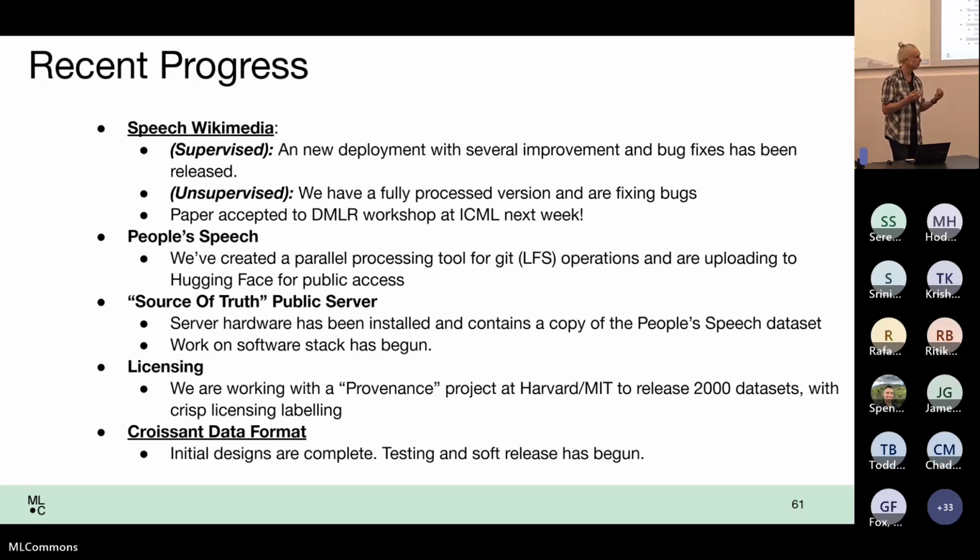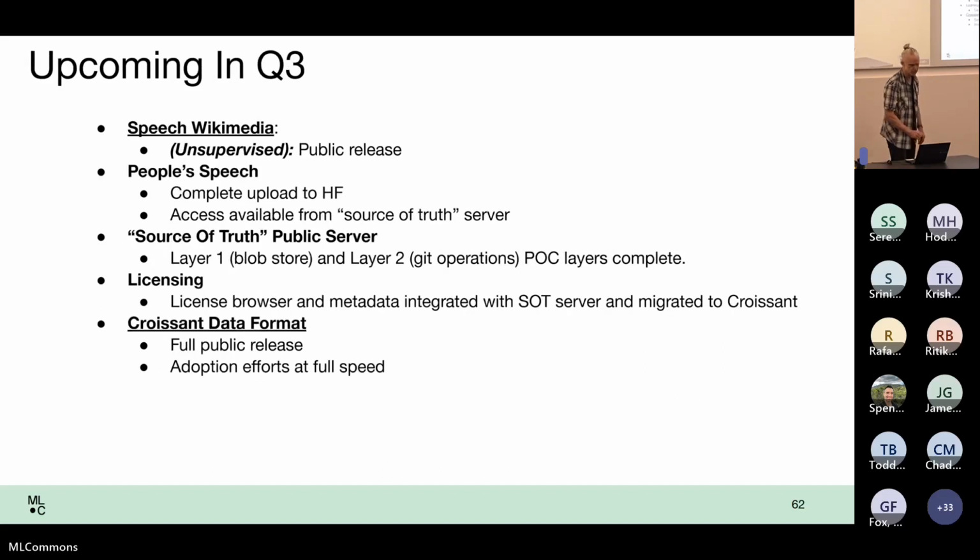And as far as licensing, we've got a side project we're working with some grad students from Harvard and MIT to build. They're building a lovely provenance metadata tooling infrastructure. They're going to have 2,000 data sets with clean, fine-grained licensing information, as well as task applicability and subject matter. And then finally, as Peter talked about, we have an initial design complete for Croissant, and testing and software and the release process is already done.